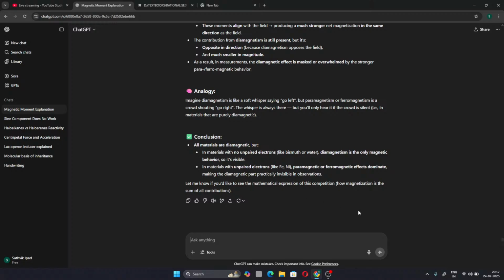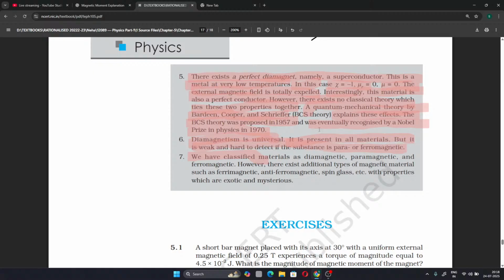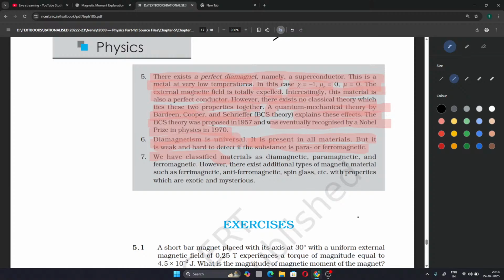In materials with no unpaired electrons, like water or bismuth, diamagnetism is the only magnetic effect, so it's visible. In materials with unpaired electrons, like iron and nickel, paramagnetic or ferromagnetic effects dominate, making the diamagnetic part practically invisible in observations. It is important to remember that diamagnetism is universal. You see it in diamagnets, paramagnets and ferromagnets, but it is hard to detect in para or ferromagnetic substances. It is there, but it is not detected.